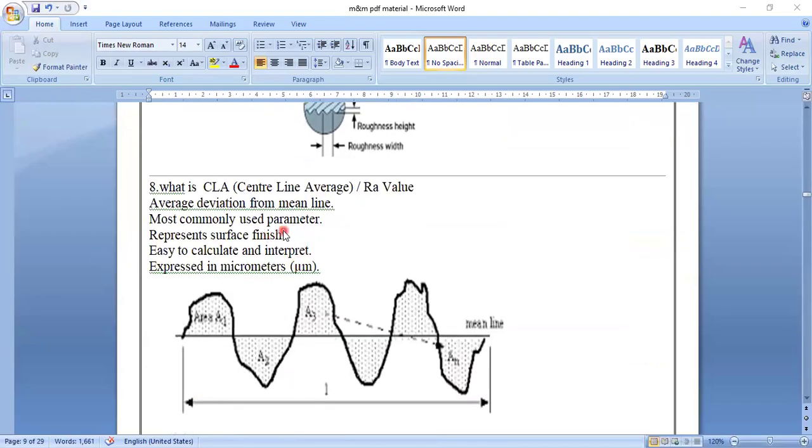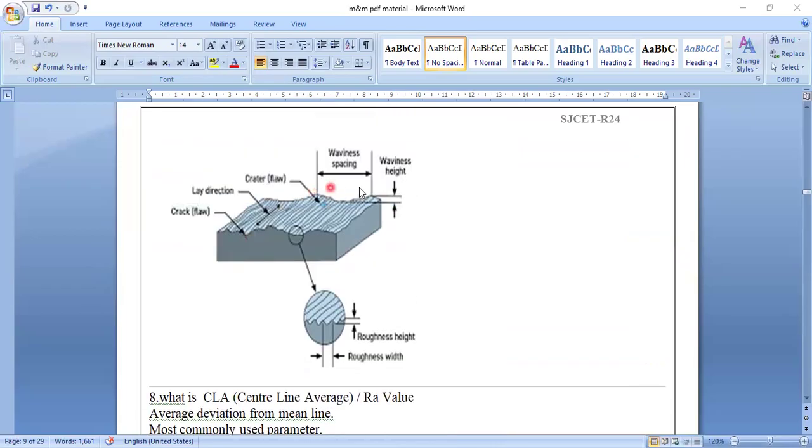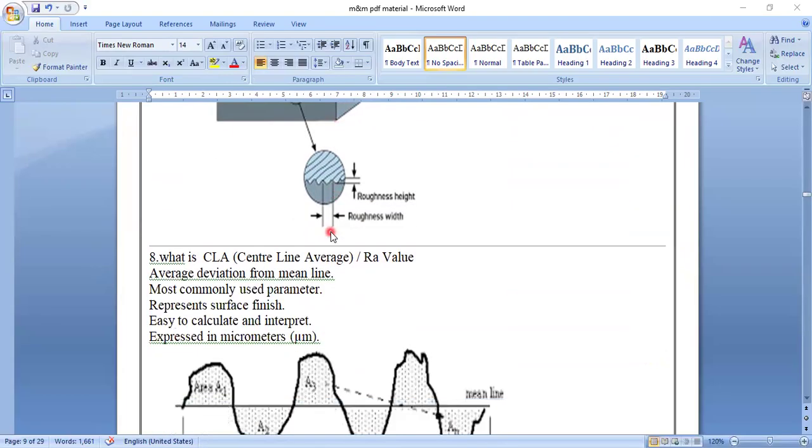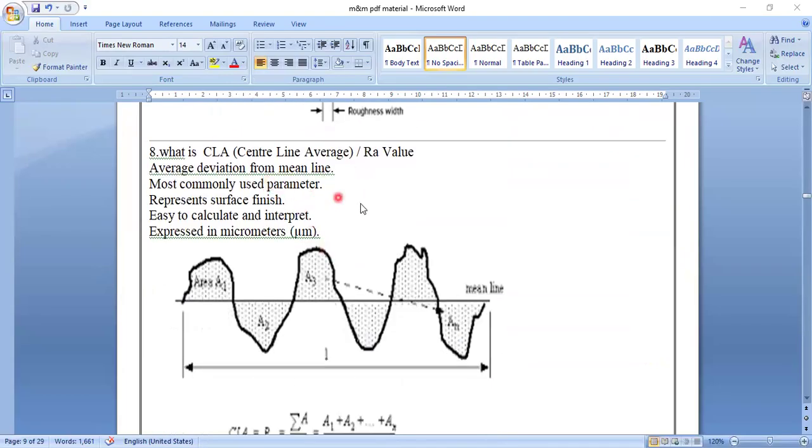So what is CLA? In order to measure all this, you have to take an average. You take the wavelength, the height and the spacing, and calculate. For that we have the CLA method, that is, central line average, the Ra value. What is CLA? Central line average, Ra value.